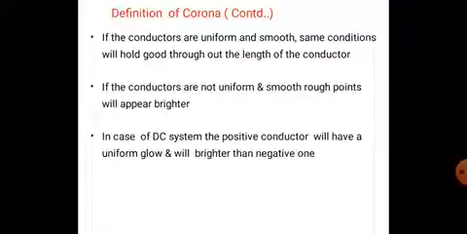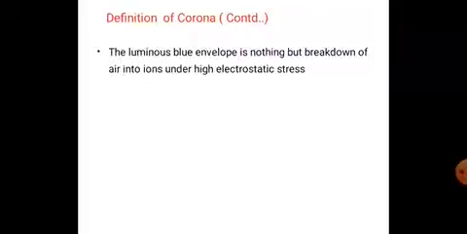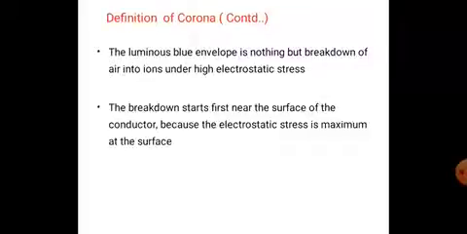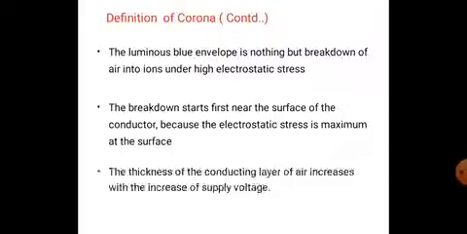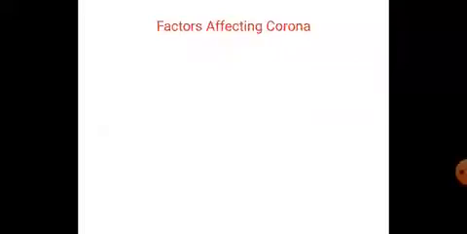What are the factors affecting the corona? The luminous envelope means nothing but breakdown of air into ions under high electrostatic stress. The breakdown starts first near the surface of the conductor because the electrostatic stress is maximum at the surface. The thickness of the conducting layer of air increases with the increase of the supply voltage.